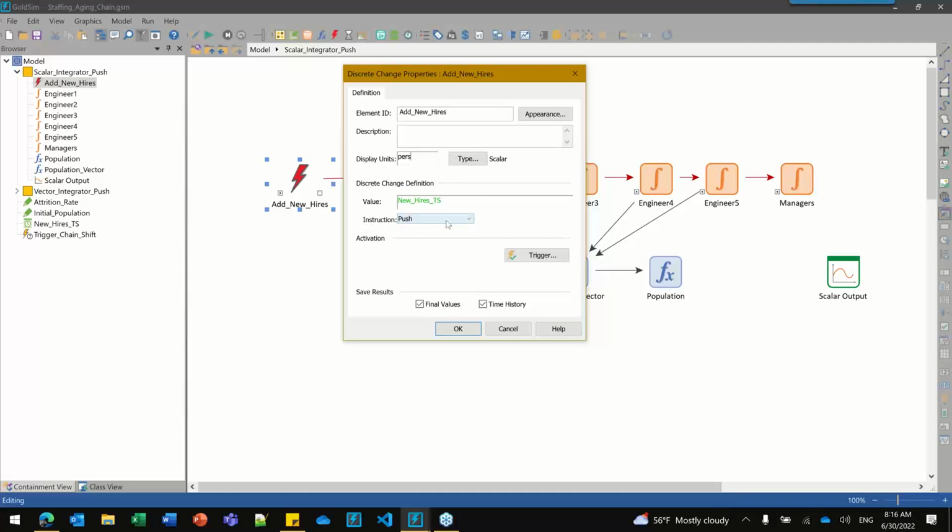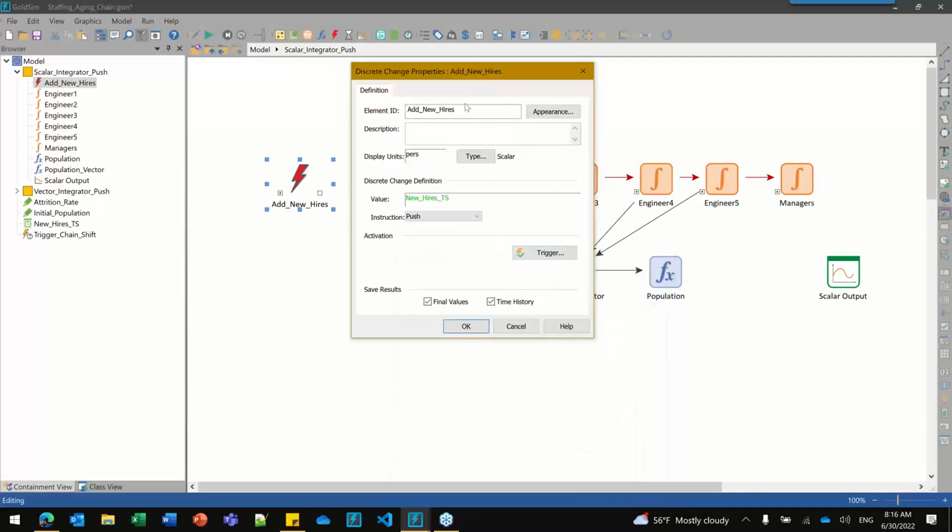That's the instruction. Those of you that have used discrete changes before have probably only used add and replace. So add will just put a new value into whatever you're adding this to, so into a reservoir or into an integrator, it just adds that value every time it's triggered. But in this case, we are going to use the instruction called push. And what this does is a bit different. What this does is it says, okay, I'm going to push this value into an integrator.